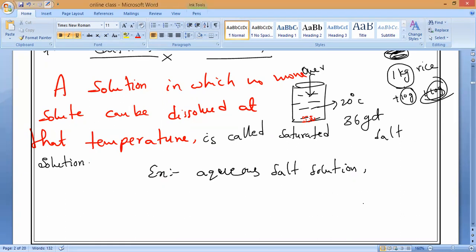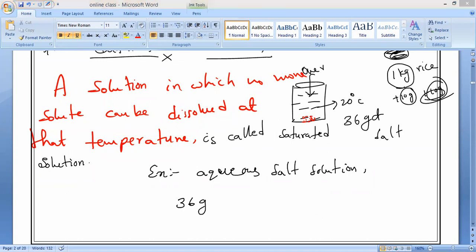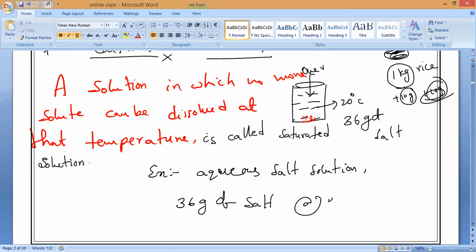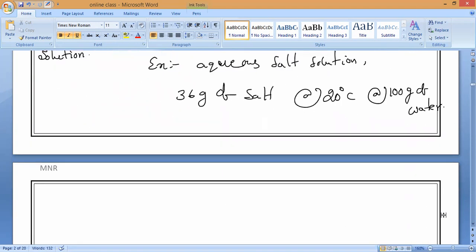Is it okay? So maximum how much can it dissolve? In an aqueous salt solution, 36 grams of salt at what temperature? 20 degrees Celsius. And for how much amount of water? 36 grams of salt at 20 degrees Celsius for 100 grams of water.